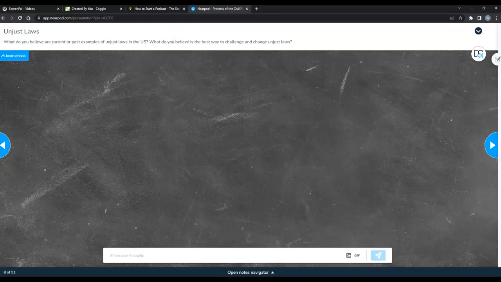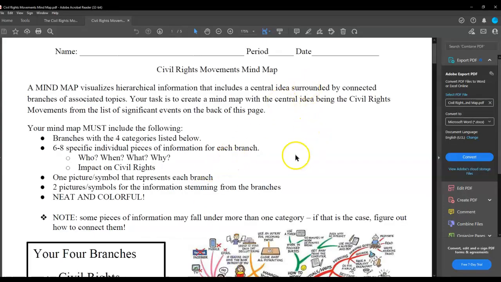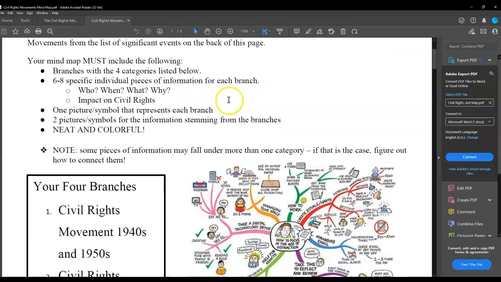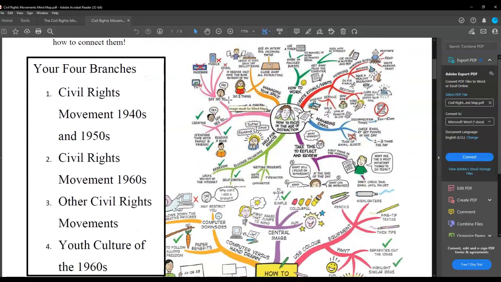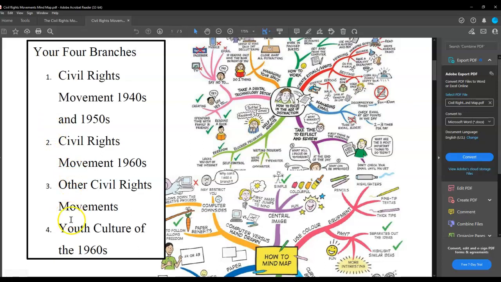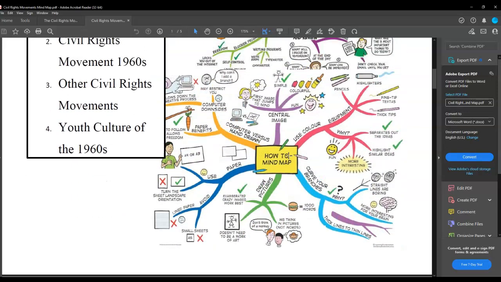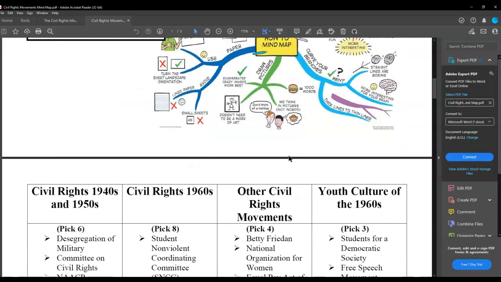So switching over to what these assignments are, first looking at the mind map. These are the directions that I have given to my students about what they're going to do, some of the criteria for their mind map. They have to create 4 branches of it. These are the 4 branches that they have. Here are some examples of what a mind map is and what it should look like: very interactive, very colorful, and it does include images as well.